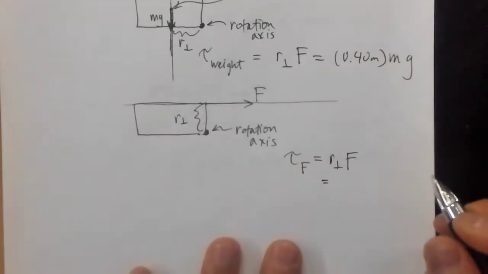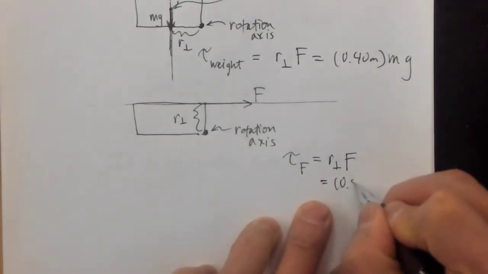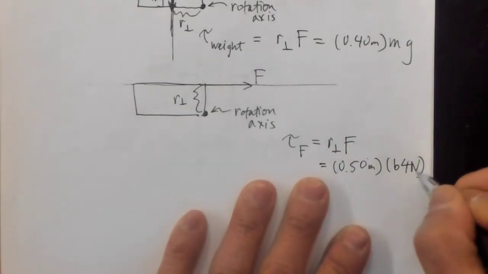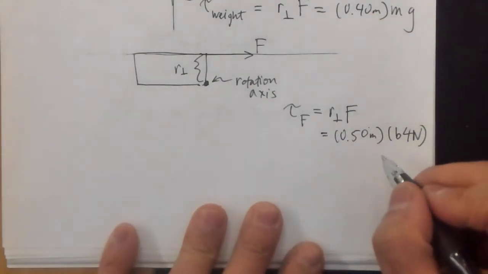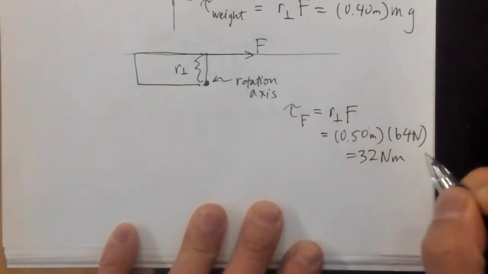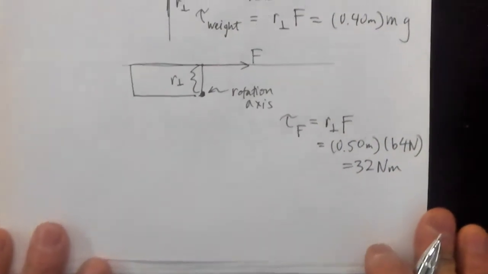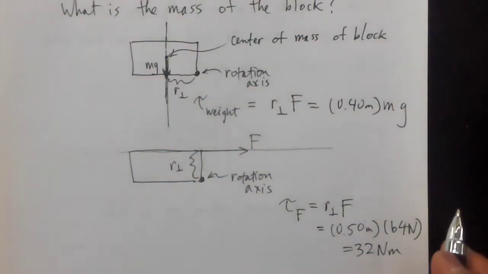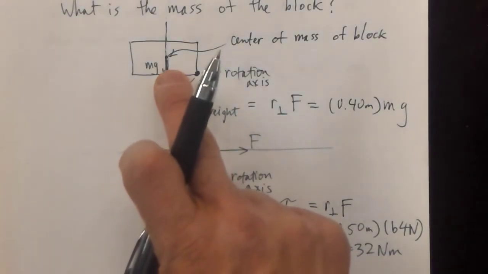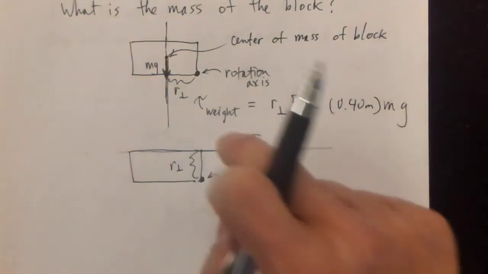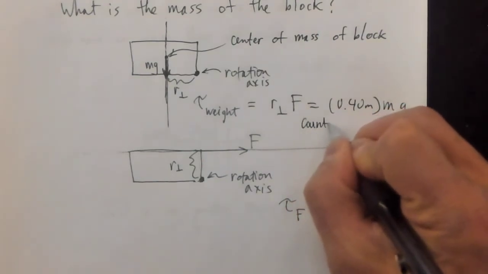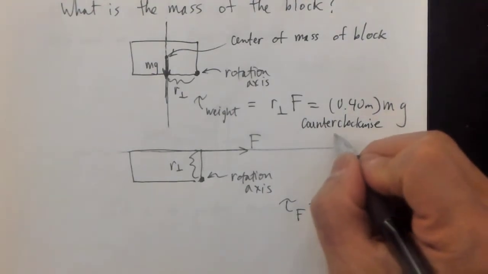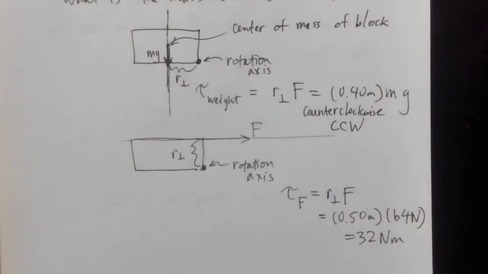So this will be 0.5 times F, that's 64 newtons. And 0.5 times 64 newtons is 32 newton meters. All right, so the torque due to the weight, is that going clockwise or counterclockwise? This is counterclockwise, right? The one thing that's really annoying is counterclockwise, there are too many letters.